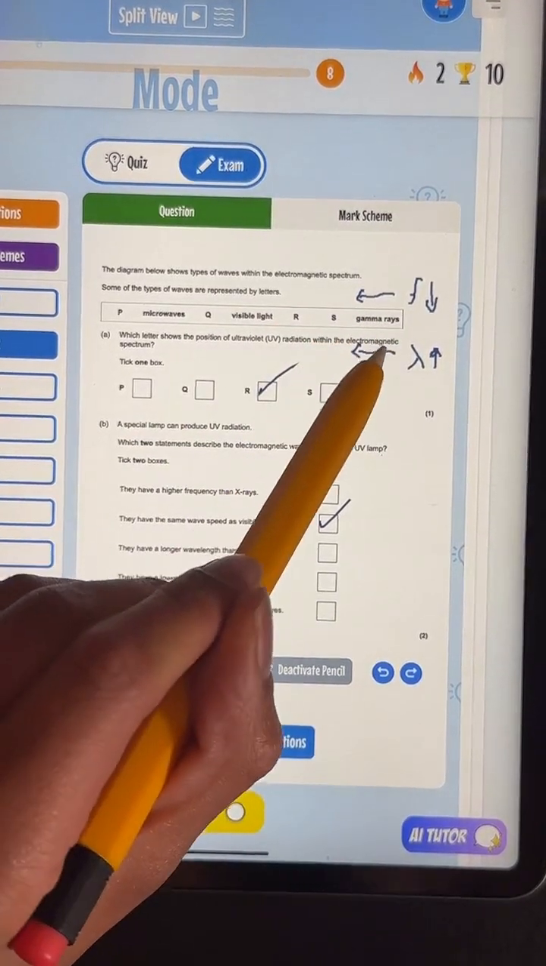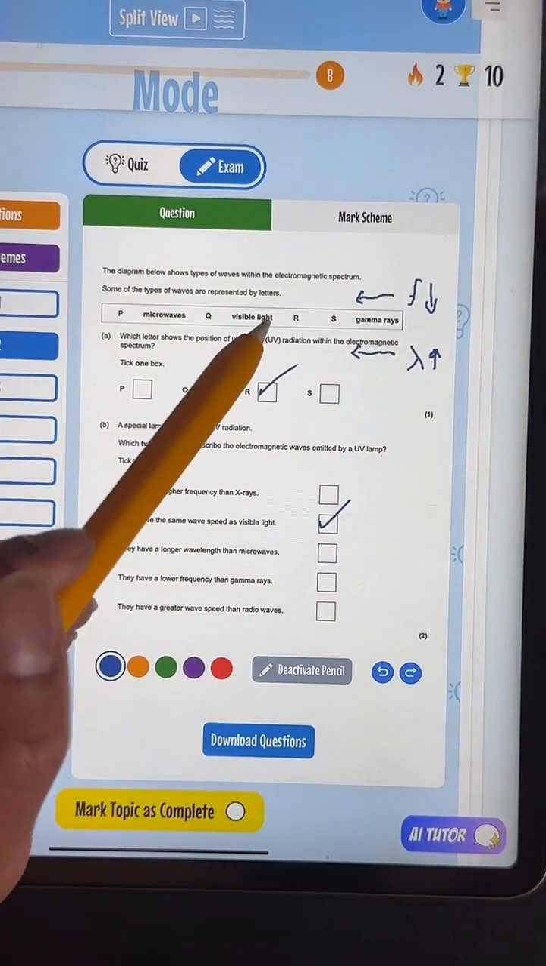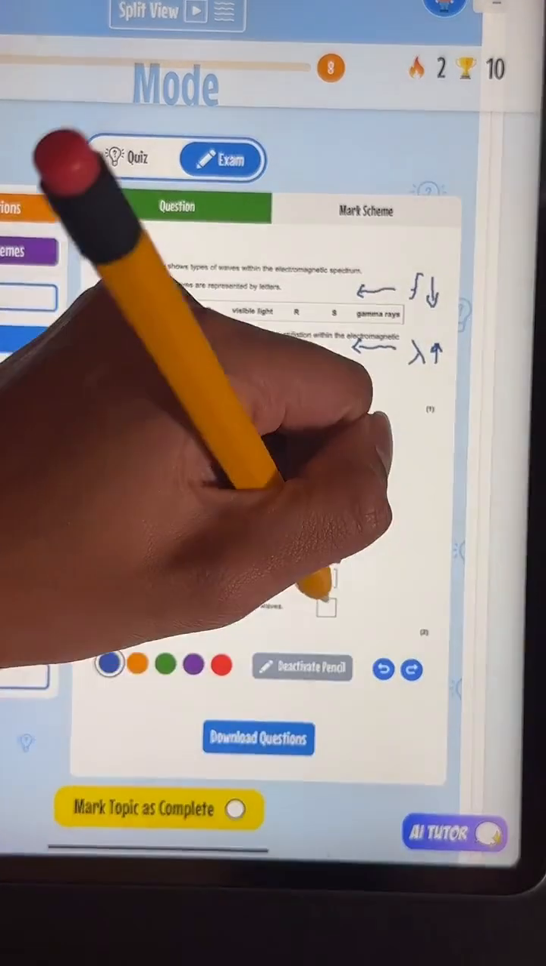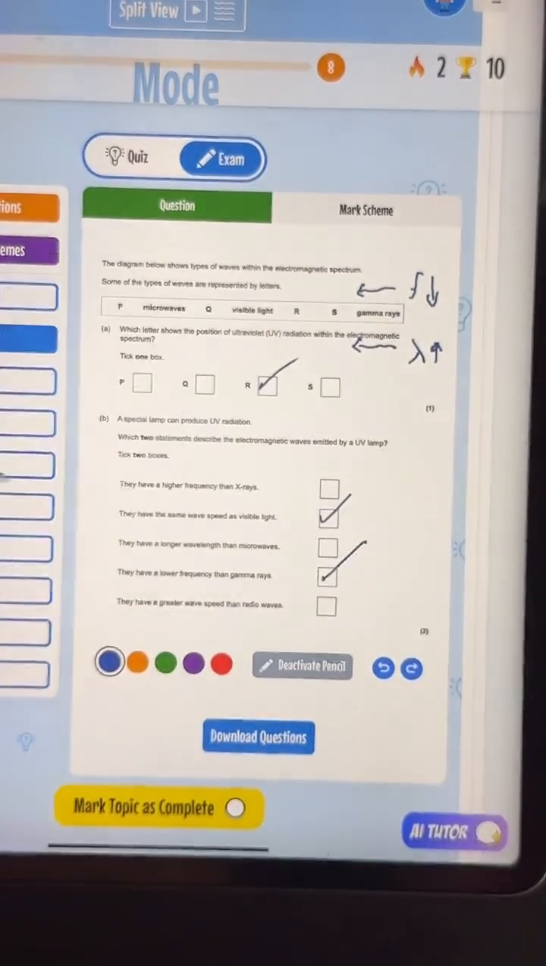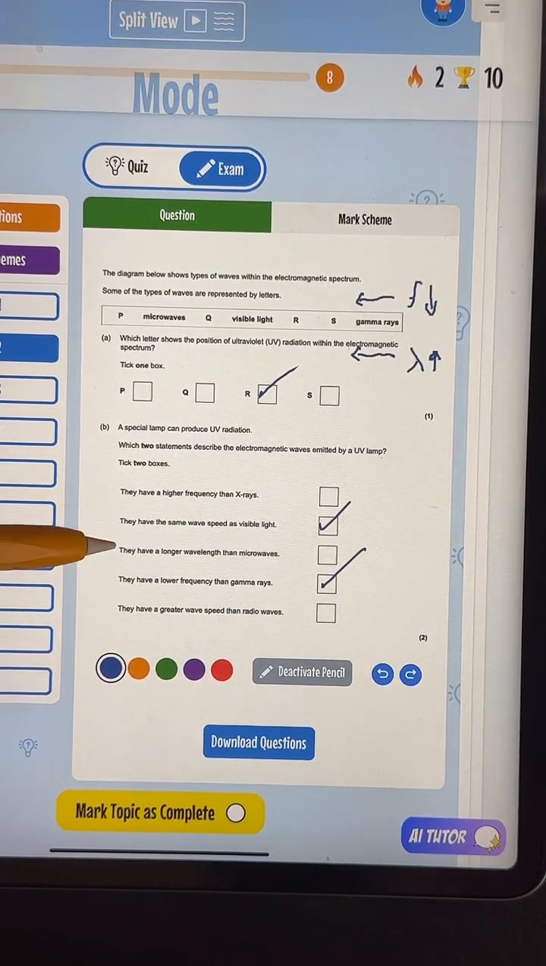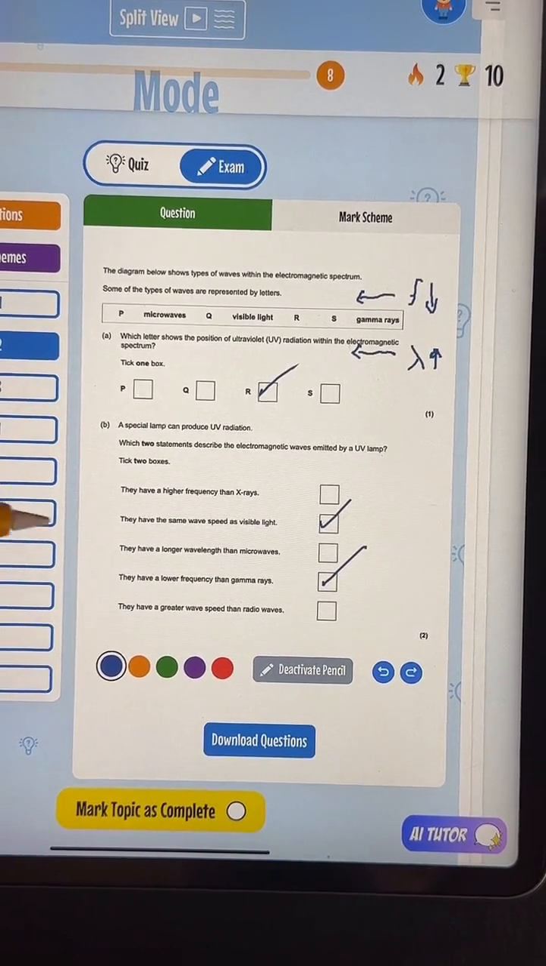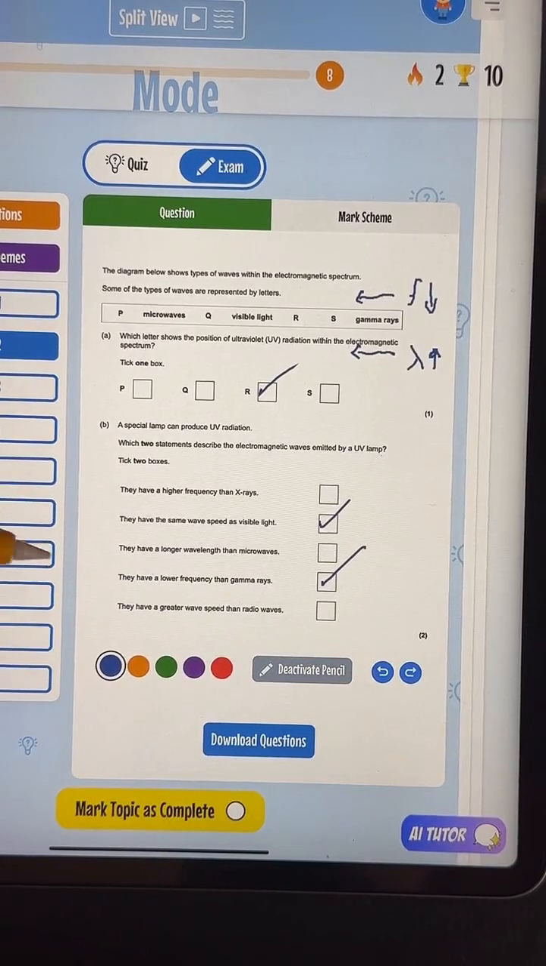They have a lower frequency than gamma rays. So if we come back to this, I did say gamma rays have the highest frequency. UV is after that, so it has a lower frequency. So this is correct. And just to double check, they have a greater wave speed than radio waves. No, that's not true, because again, as we said for the second one that we've ticked, they have the same speed. All EM waves have the same speed. So that is incorrect. So we have our two answers. Yep, they have the same wave speed as visible light and they have a lower frequency than gamma rays.